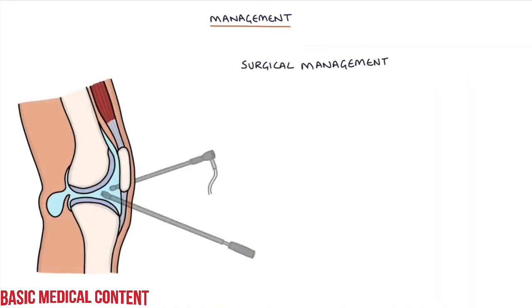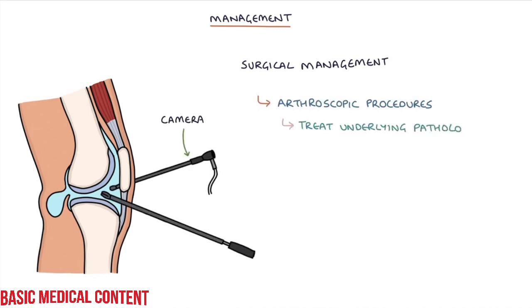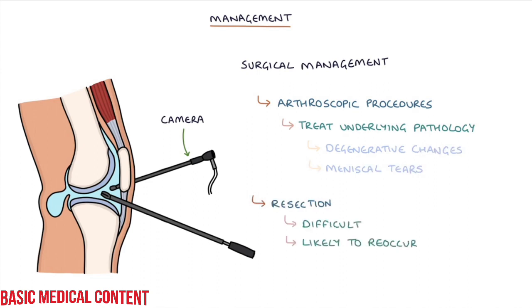Surgical management typically involves arthroscopic procedures, inserting a camera into the knee to treat underlying knee pathology that's contributing to the cyst, for example, degenerative changes or meniscal tears. Resection of the cyst is difficult and the cyst is likely to reoccur, particularly when other knee pathology is present.